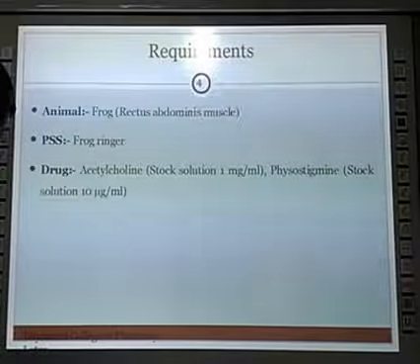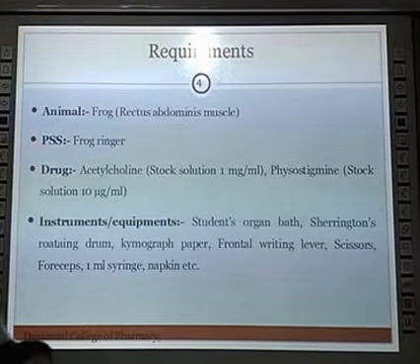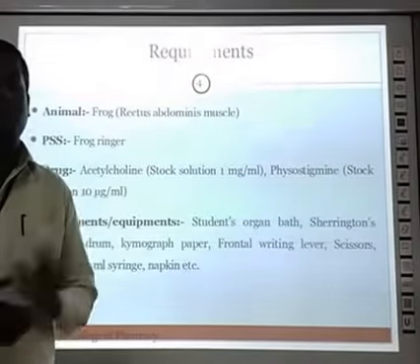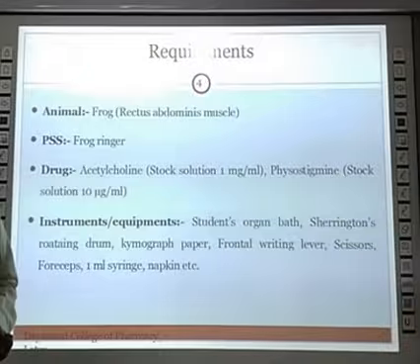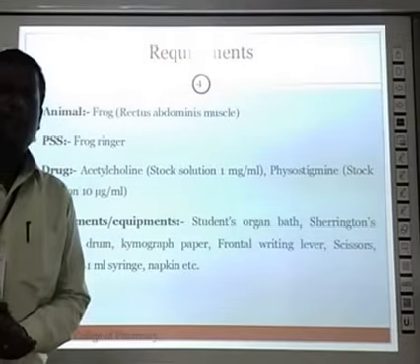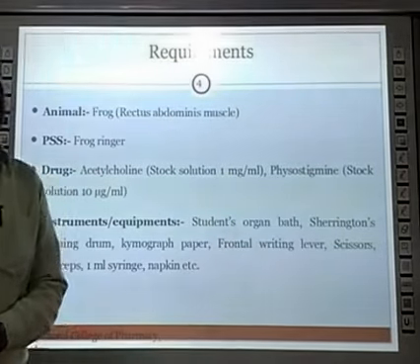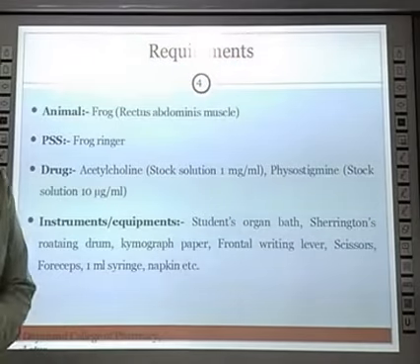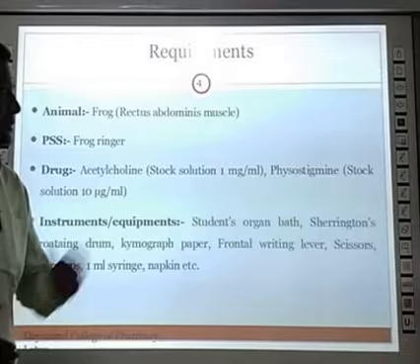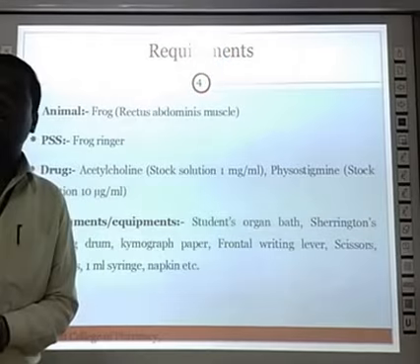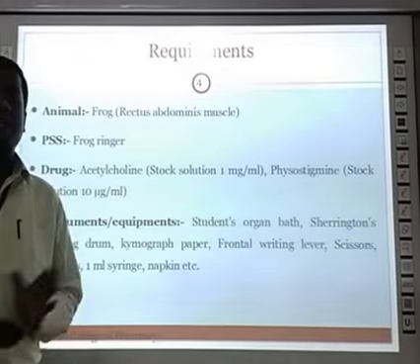Next are the instruments and equipments for performing today's practical. So student organ bath, Sherrington rotating drum, kymograph paper, scissor, frontal writing lever, 1 ml syringe, forceps, and napkin. So these are the various requirements of performing today's practical.